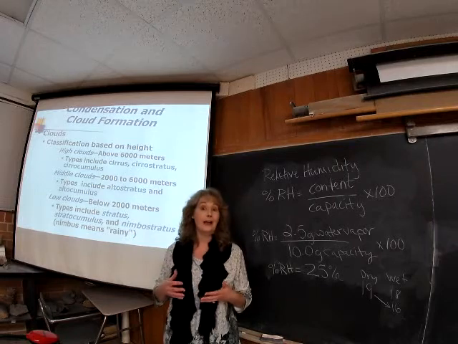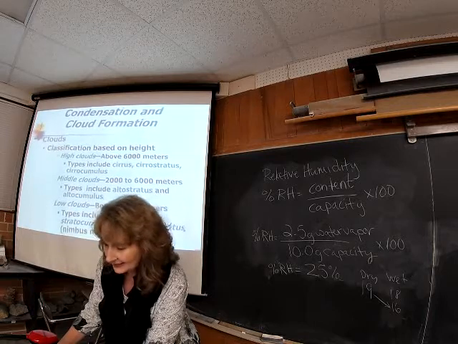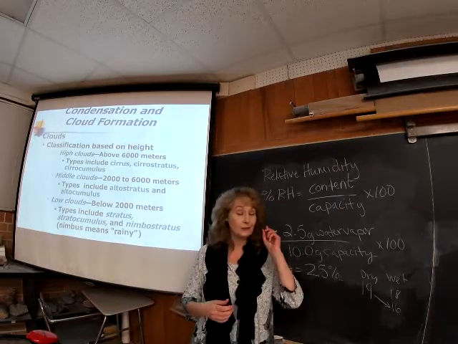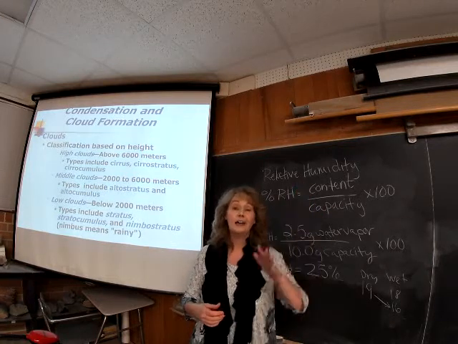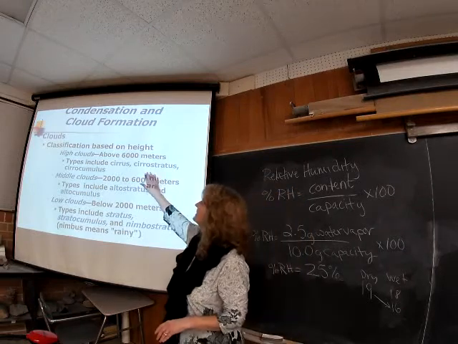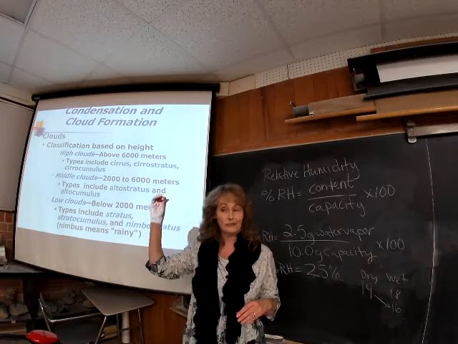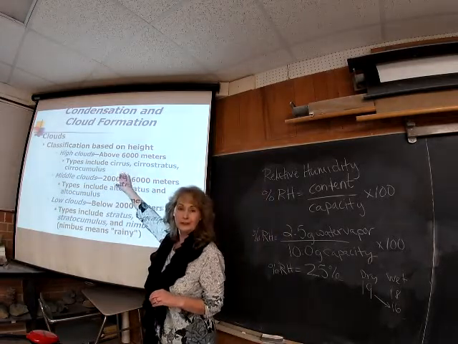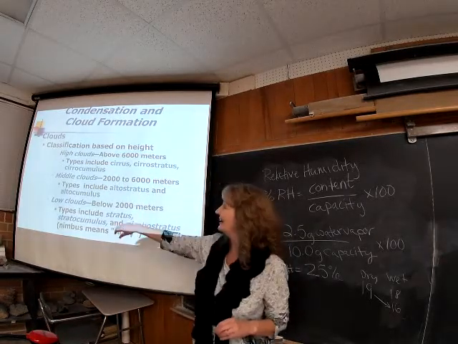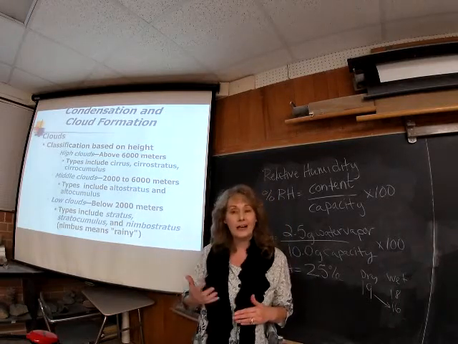The other one is based on the height, so what the altitude is, where they're found. So we do have high clouds above 6,000 meters. These would include, of course, the cirrus clouds. The cirrus clouds are high clouds because they're made of ice crystals. Cirrostratus, so they're thin and wispy and high clouds, but they're layered, okay? And a cirrocumulus, so a high, thin, wispy, kind of clumpy, cumulus or globular shape to them. Those are all high clouds.